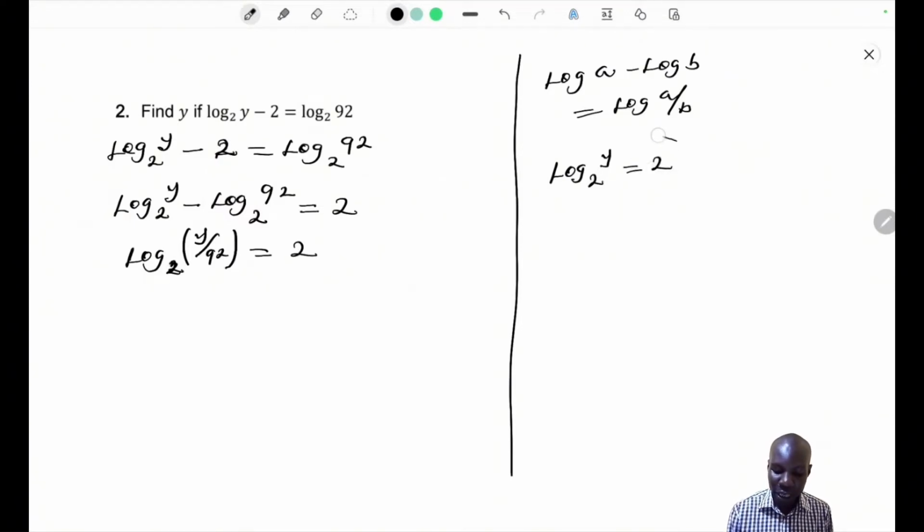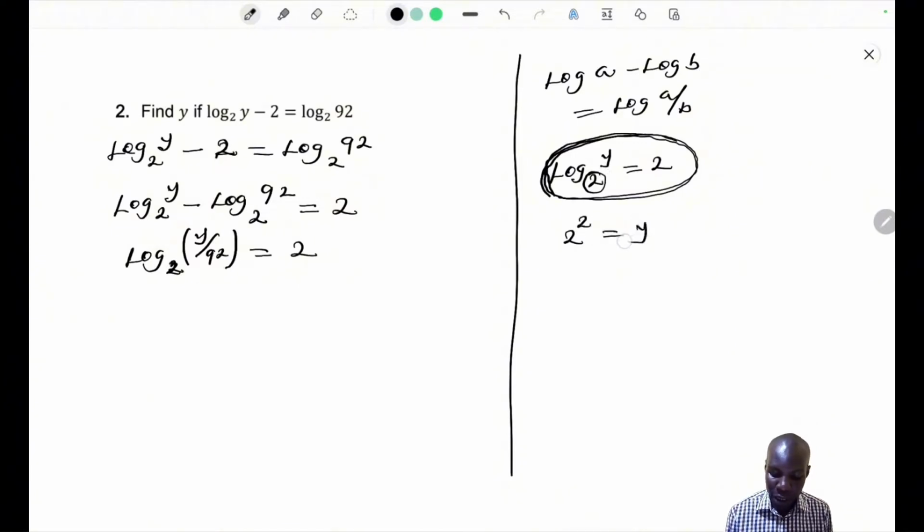So in terms of index and logarithmic notation, if you have got logarithmic notation like this, then you can convert it into index notation so that you get the value of y. In index notation, you'll say 2 to power 2 is equal to y. So 4 is equal to y. So we have log of 4 to base 2 giving us 2.